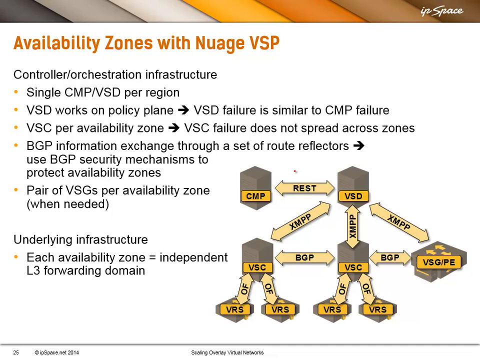And I would exchange BGP information through a set of route reflectors. Now this depends on your security requirements. I would treat the information exchanged through BGP maybe as somewhat dubious and apply the usual BGP security mechanisms to protect the availability zones. For example, you might say, I will only accept this many prefixes per customer from the availability zone or something. And obviously, within each availability zone, you would have at least a pair of VSGs.